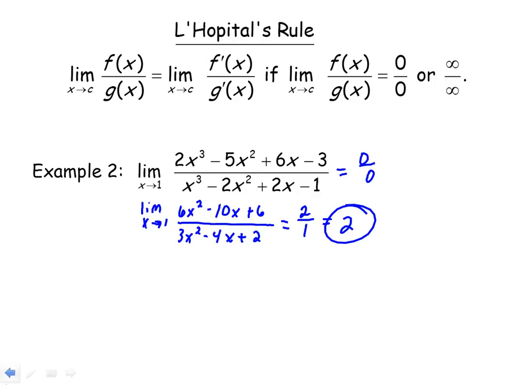Any questions on L'Hopital's rule? Yeah, this only works if it's a quotient. Yes. It only works if it's a quotient and you have an indeterminate form, 0 over 0 or infinity over infinity. That's the only time it works.